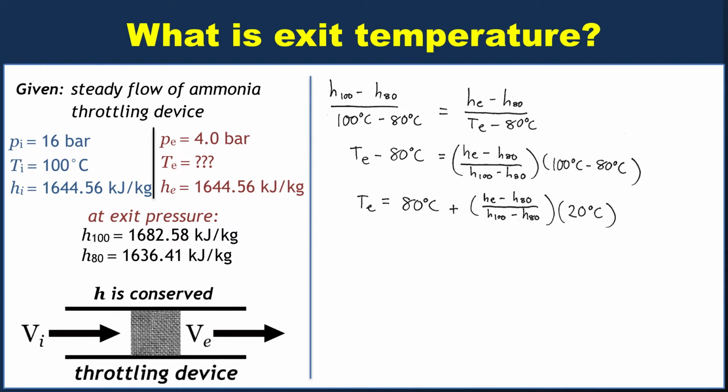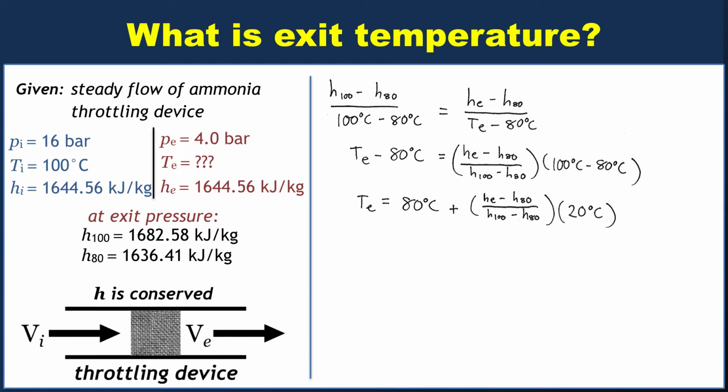Okay, great. So we have a formula for T sub E, and we have all of those values. Remember, the exit specific enthalpy we got from knowing that it had to be the same as the inlet specific enthalpy. H80 and H100 we just looked up in the table, knowing that we had to have ammonia at a pressure of 4 bars, and we picked the nearest values, making sure that if we did that, the linear interpolation would be as good as it gets.